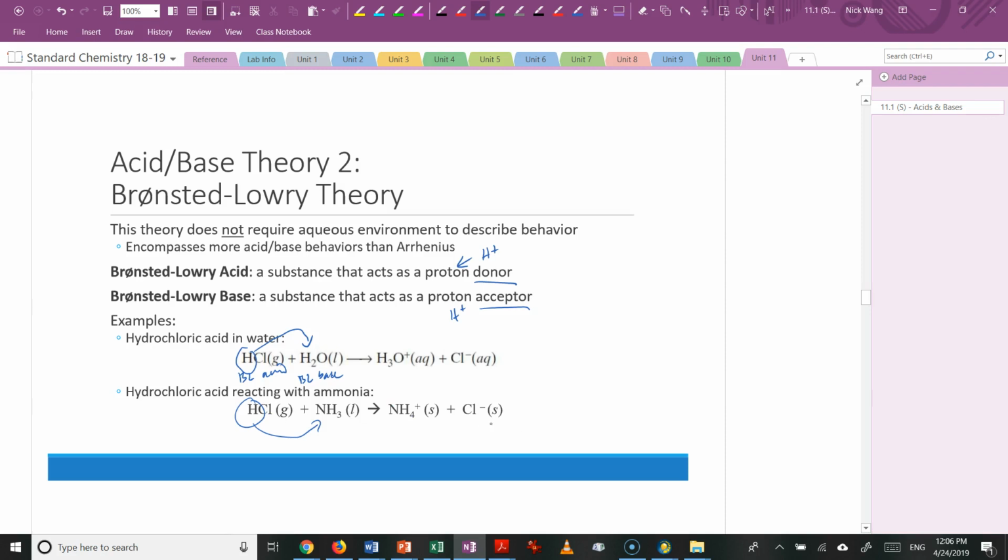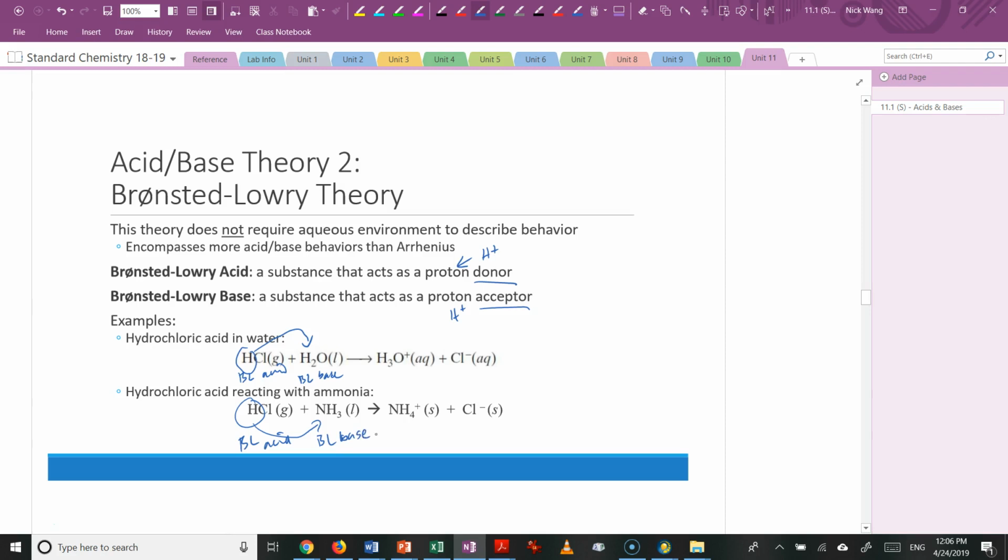All right, so what's the key here? The key here, again, is looking at what happens. So let's follow the path of the H. What do the H's do? Since HCl gave up the H here, that becomes the Bronsted-Lowry acid. NH3 here, on the other hand, accepted it, so that becomes the Bronsted-Lowry base. I'm just going to write BL base, BL acid.